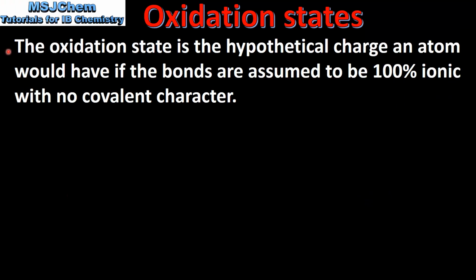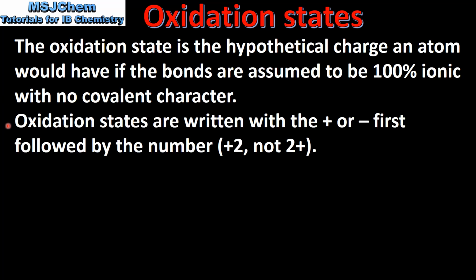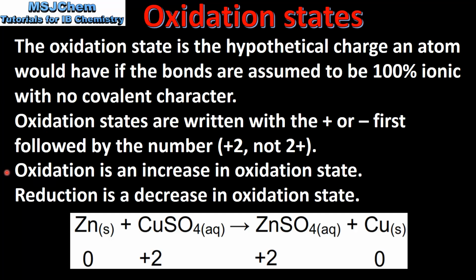The oxidation state is the hypothetical charge an atom would have if the bonds in a compound are assumed to be 100% ionic with no covalent character. Oxidation states are written with a plus or minus first, followed by the number. So that's +2, not 2 plus. Oxidation is defined as an increase in oxidation state, and reduction is defined as a decrease in oxidation state.